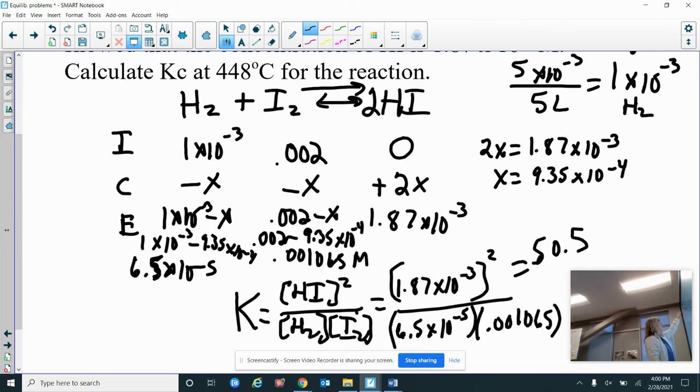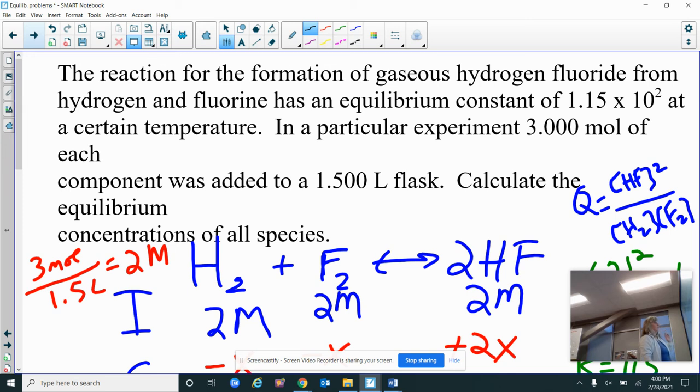All right, but all problems aren't going to be like that. So this problem is a little different. This one, you have H2 plus F2, and it's making HF, and it's given you amounts of everything to begin with. So it says in a particular experiment, 3 moles of each component was added to a 1.5 liter flask. Calculate the equilibrium concentrations of all species.